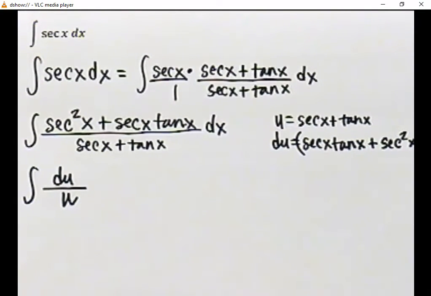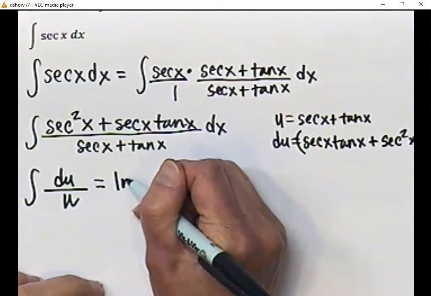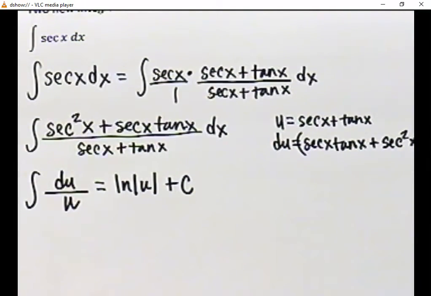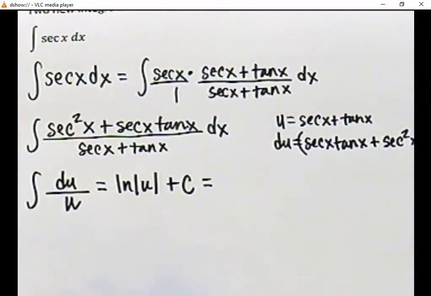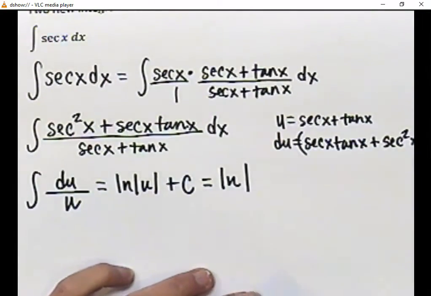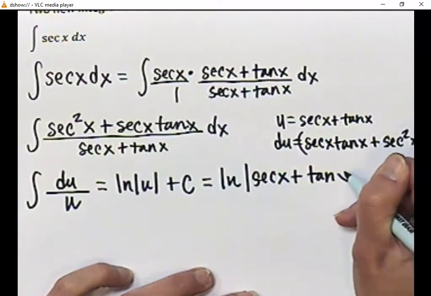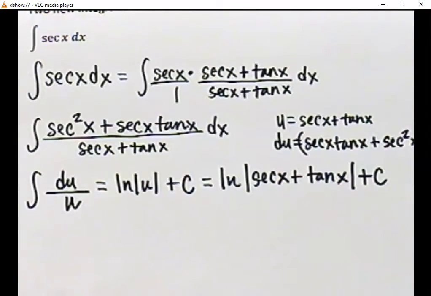Okay, so let me go to Kimberly. Let's see, Ethan and Kimberly, what's the integral of du over u? Do you remember what that becomes? That's right, because it's u to the negative 1. So it's the ln of the absolute value of u plus c. You got it. And then we can go ahead and plug our u back in. So it becomes the natural log of the absolute value of secant x plus tangent x plus c. Okay. So that's how you integrate the secant.